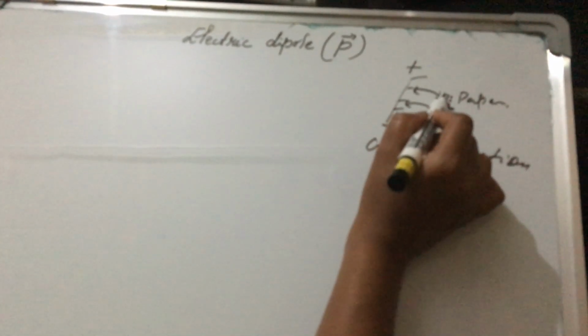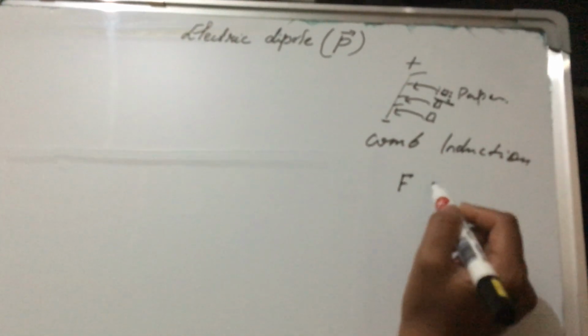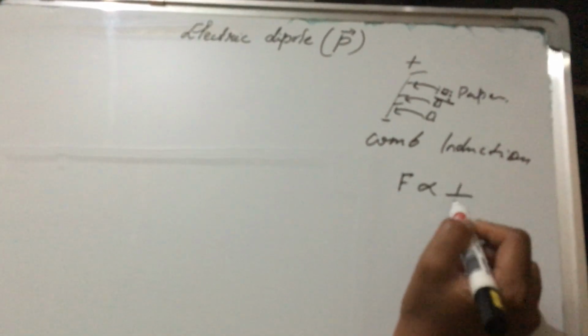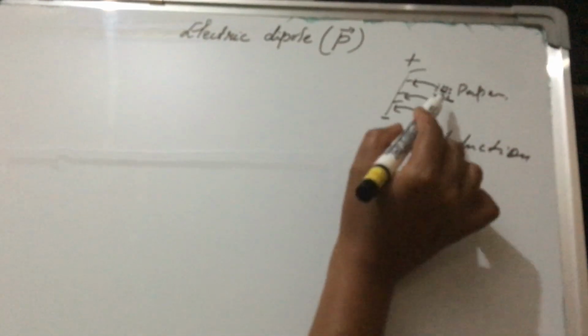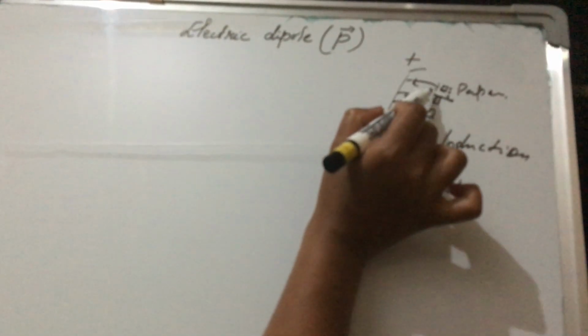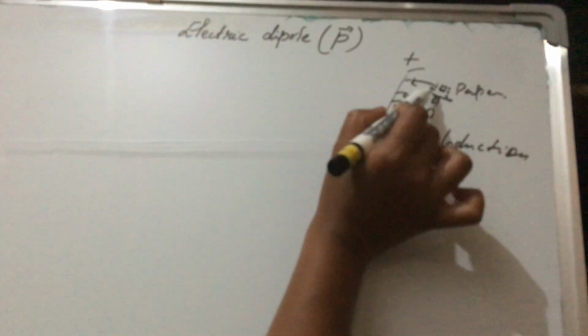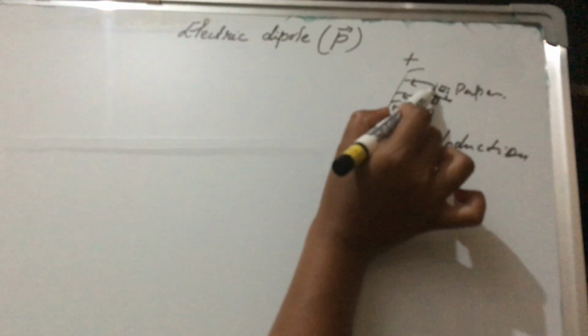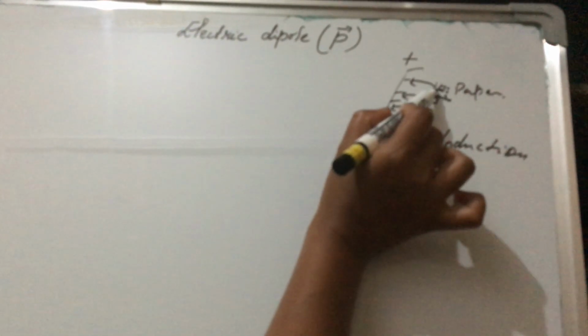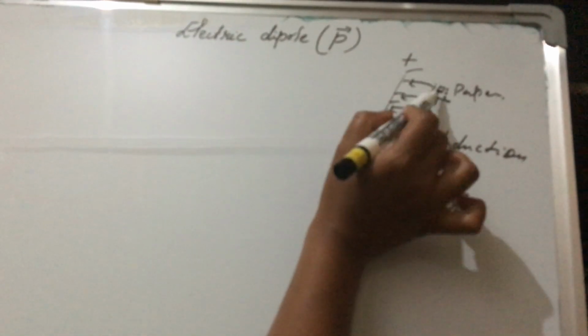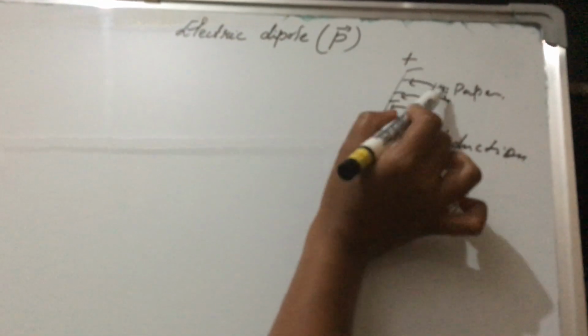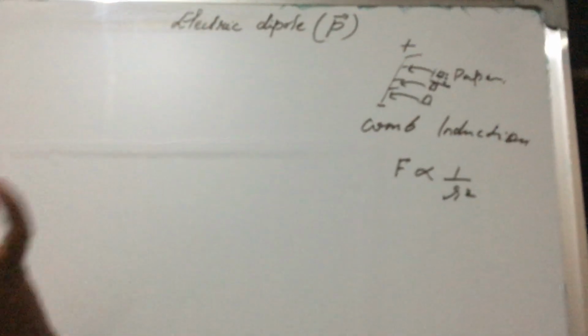Now the distance of a few centimeters or microns also makes a difference, because we know that Coulomb's force is inversely proportional to the square of the distance. So in this case, as the negative induction is nearer, the bits of paper will move towards the comb, as they are lighter.